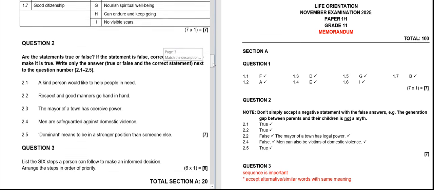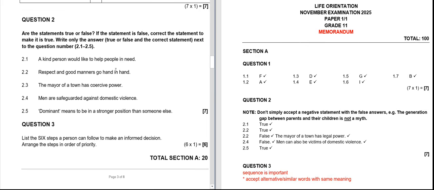So moving on to the second question, which is now question 2, we have 2.1 to 2.5. The responses again are on the same page in terms of true or false. At 2.1 we have true, at 2.2 true, 2.3 again true. That is written 2.2 but is supposed to be our 2.3. So with that we also have 2.4 is false, 2.5 is true.